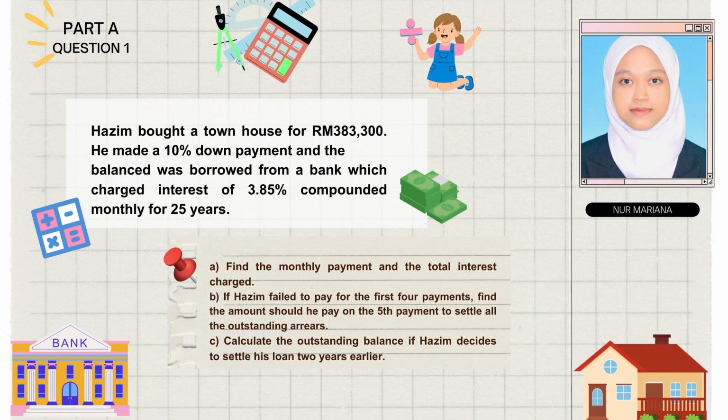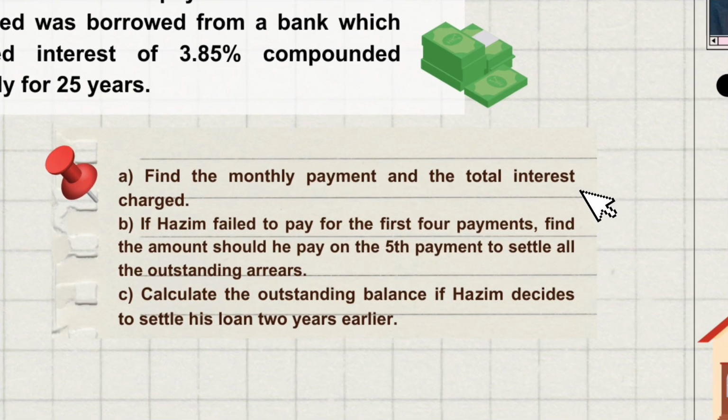For question 1, Hazim bought a townhouse for RM383,300. He made a 10% down payment and the balance was borrowed from a bank which charges interest of 3.85% compounded monthly for 25 years. A, find the monthly payment and the total interest charge. B, if Hazim failed to pay the first 4 payments, find the amount he should pay on the 5th payment to settle all the outstanding arrears. C, calculate the outstanding balance if Hazim decided to settle his loan 2 years early.